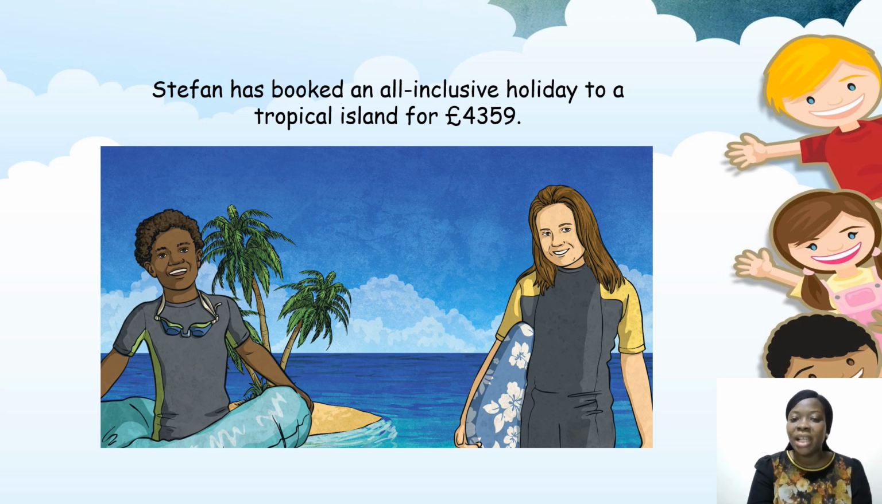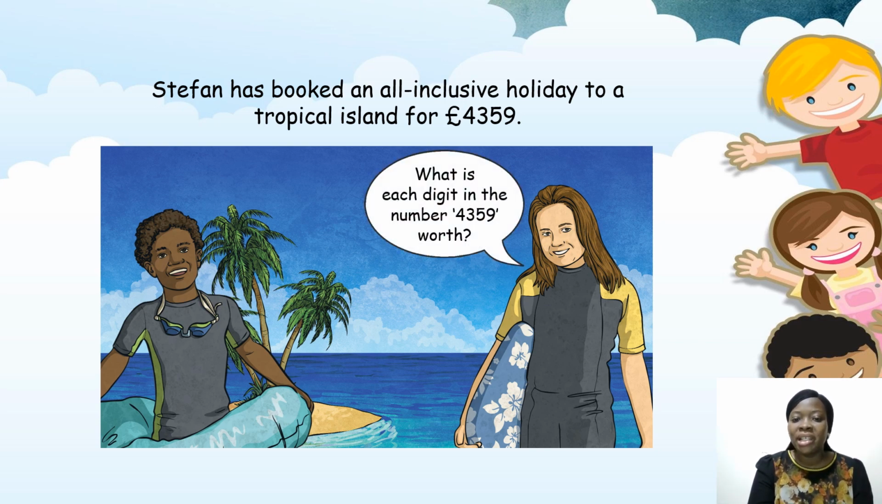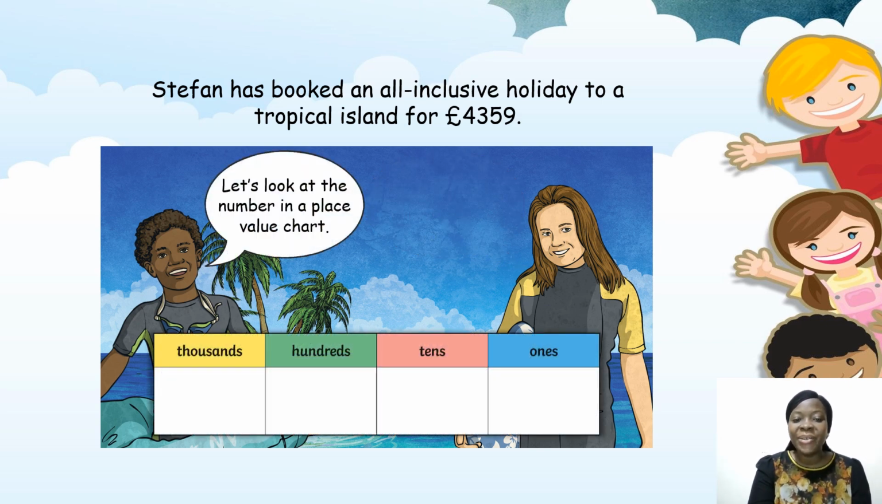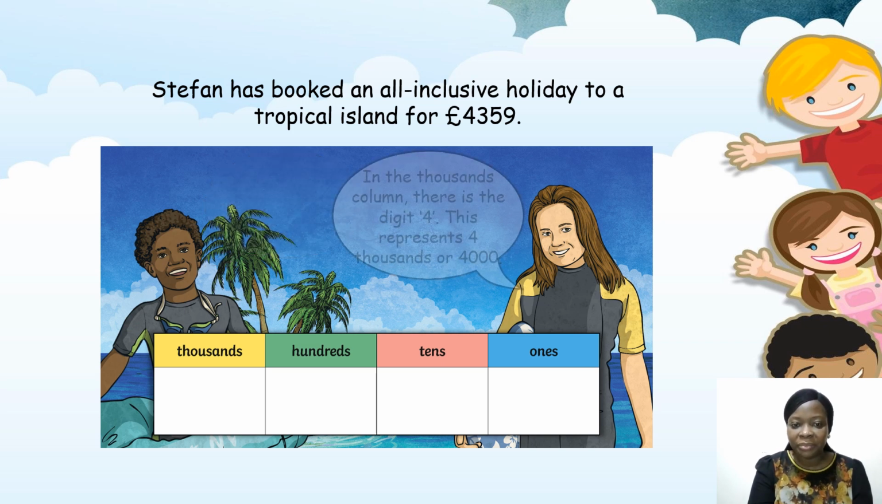Stephen had booked an all-inclusive holiday to a tropical island for 4,359. What is each digit in the number 4,359? Pause the video and have a go. Let's look at the number in a place value chart. So where would the 9 be? Where would the 5 be? Where would the 3 be? And where would the 4 be?